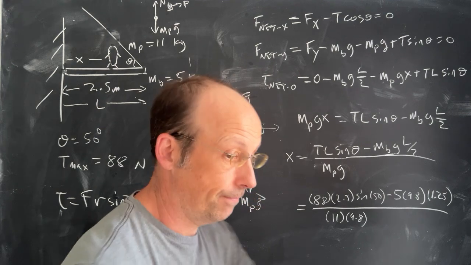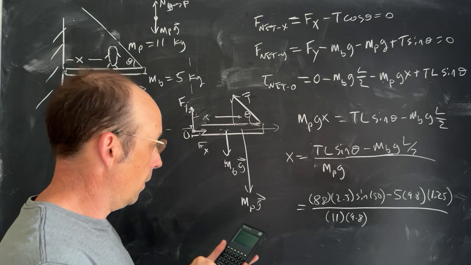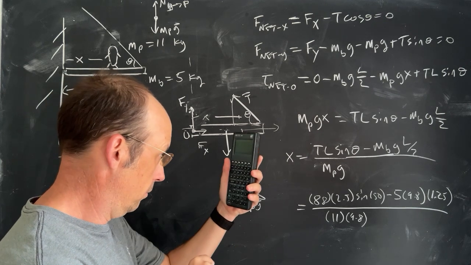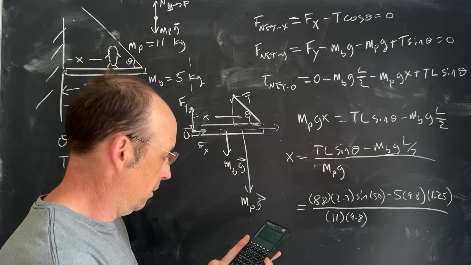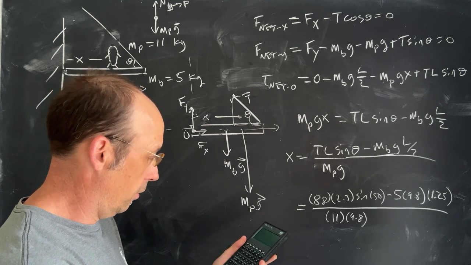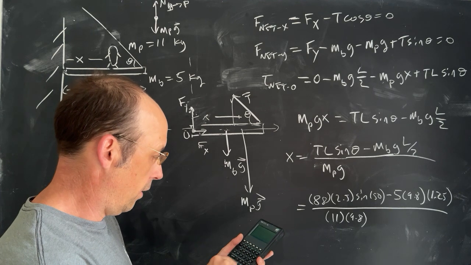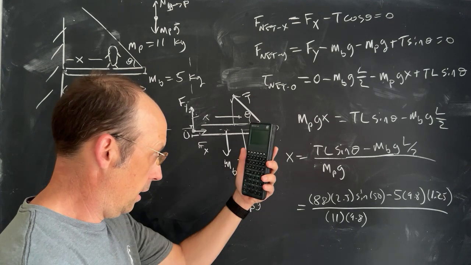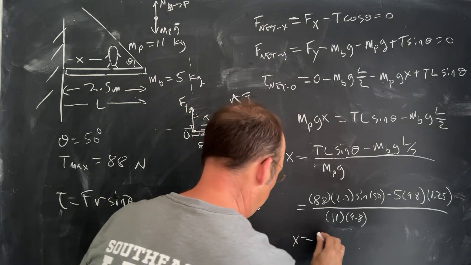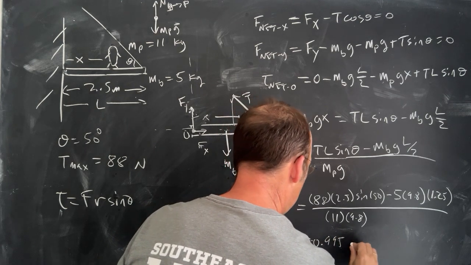Let's put it in the calculator. 88.25 times sine of 50, minus 5 times 9.8 times 1.25, and then divide by 11 and divide by 9.8. And I get 0.9, okay, it did work. I get x is 0.995 meters.